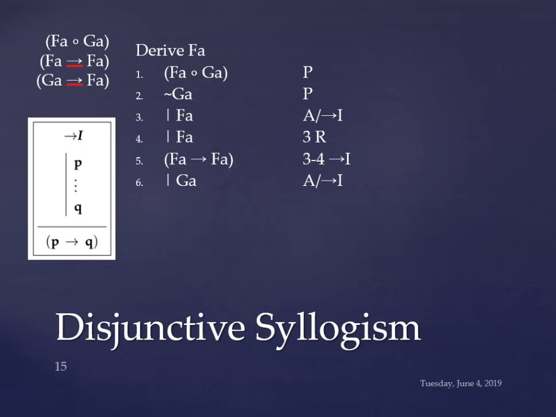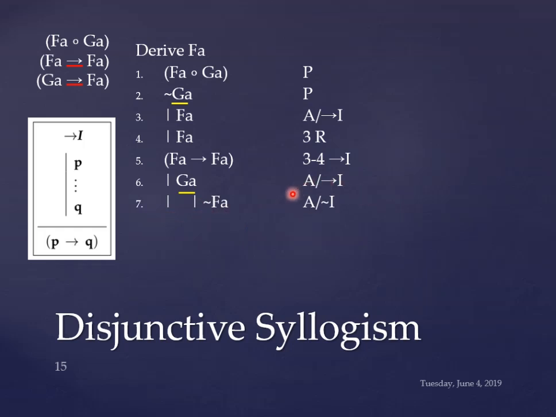Right? So what I'm going to do is assume the very opposite of my target, which is FA. The very opposite of FA is not FA. So I have to do a nested subderivation here. I have to start another subderivation inside of a subderivation, but that's no problem. The reason I'm doing this is so I can derive a contradiction.